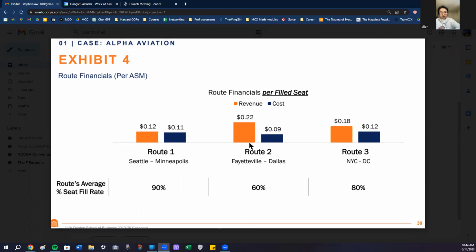Okay, so in the first exhibit, we are given the number of seats per flight, and now we have the average seat fill rate per flight. So I can take the number of seats and find out how many seats are filled per flight, so that's the number of tickets we would sell. With that, I would then take a look at the route financials per filled seat.